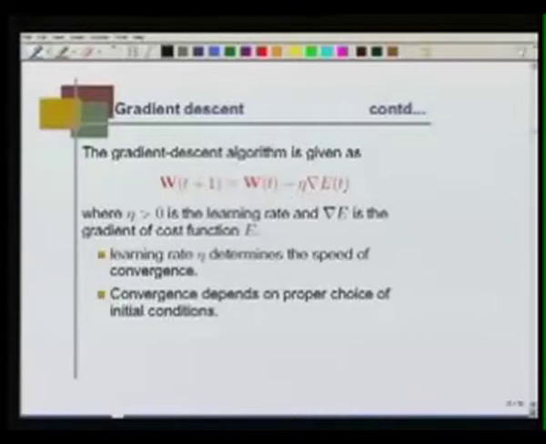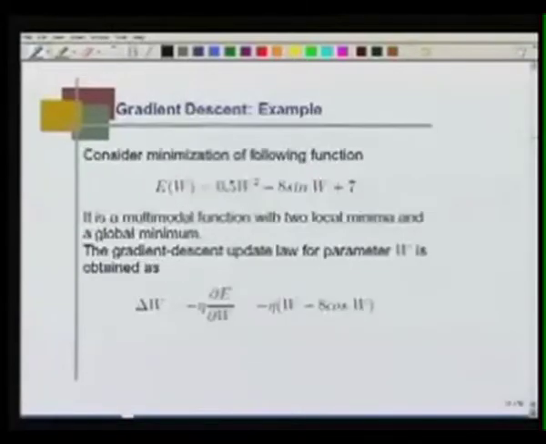So, the gradient descent algorithm as usual is given by this. The learning rate eta determines the speed of convergence. Convergence depends on proper choice of initial conditions, that I have already told you. Now let us take a simple example of gradient descent.